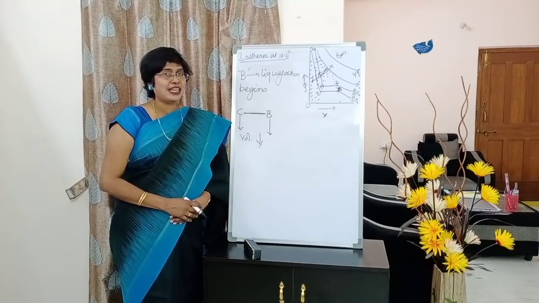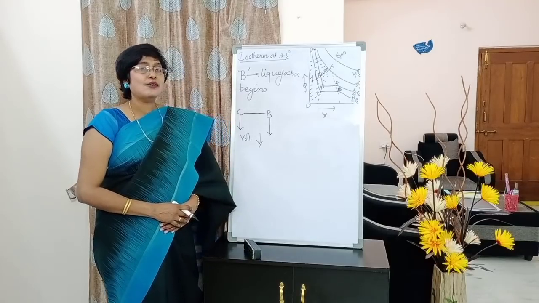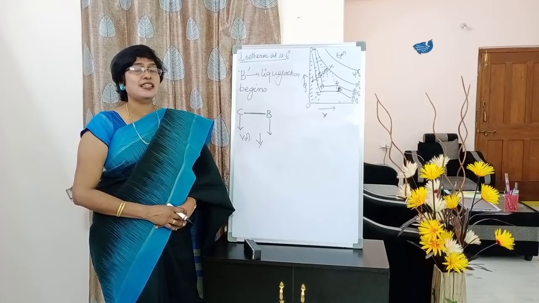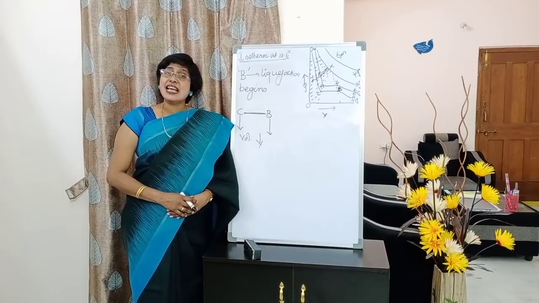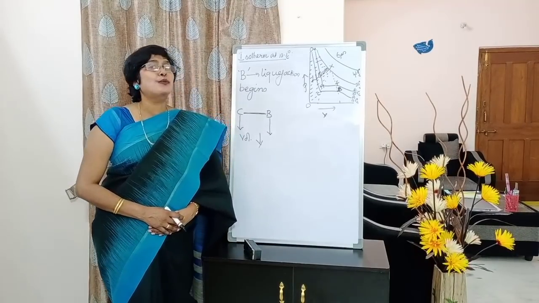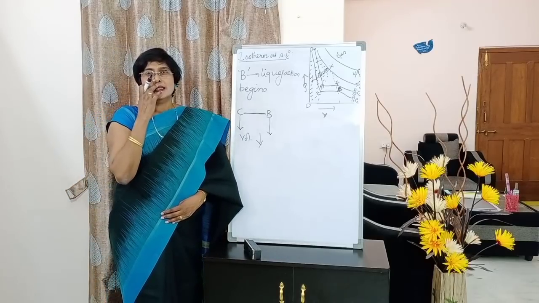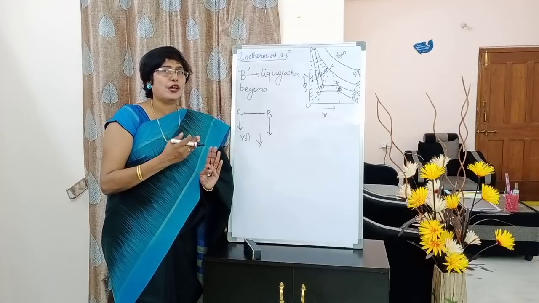The volume of the gas suddenly decreases, and what might be the reason for this, students? What might be the reason? Because the volume of a liquid is less when compared to the volume of a gas. Therefore, immediately what happens? The volume suddenly decreases from point B to point C.